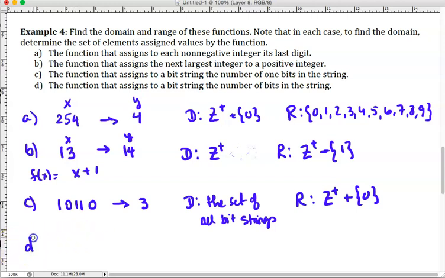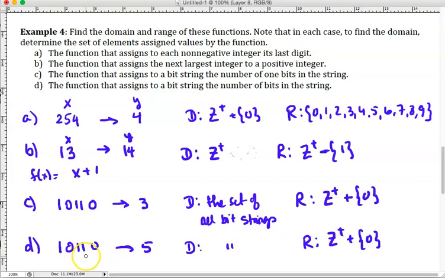All right, let's look at D. Similar thing, the function that assigns to a bit string the number of bits in the string. So we sort of have the same example. 10110 could be an input, a bit string, and the output is how many bits I have in this string, and there's 5 of them. So again the domain is the same as above, the set of all bit strings, and the range is going to be the positive integers, because I can't have a bit string of length 0 because it wouldn't mean anything. So the lowest number that I can get for D is a 1.